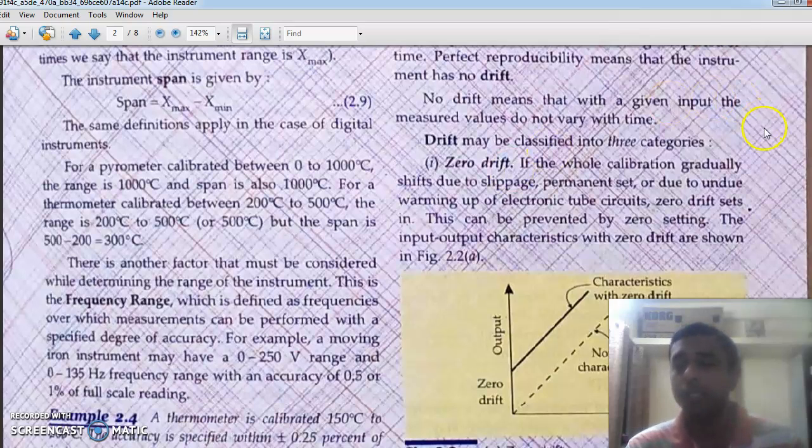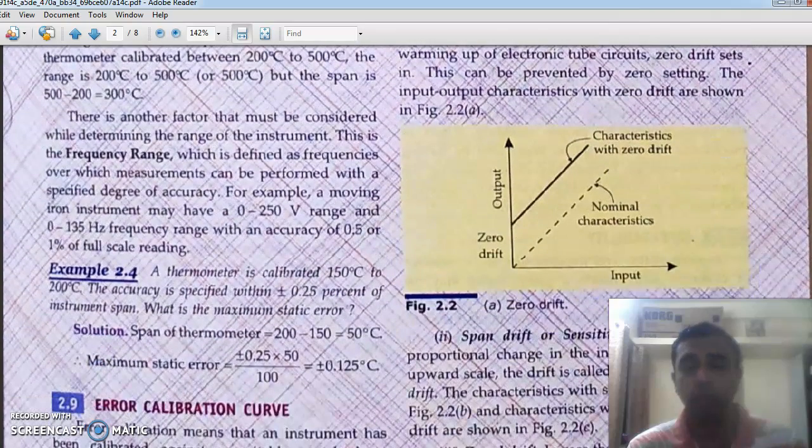Zero drift can be easily shown from the graph. Actually, this should be this way: this is the nominal characteristic. The zero should be exactly at this point, but you can see that when the quantity under measurement is 0, the reading of the meter is somewhere here. This much is the zero drift.